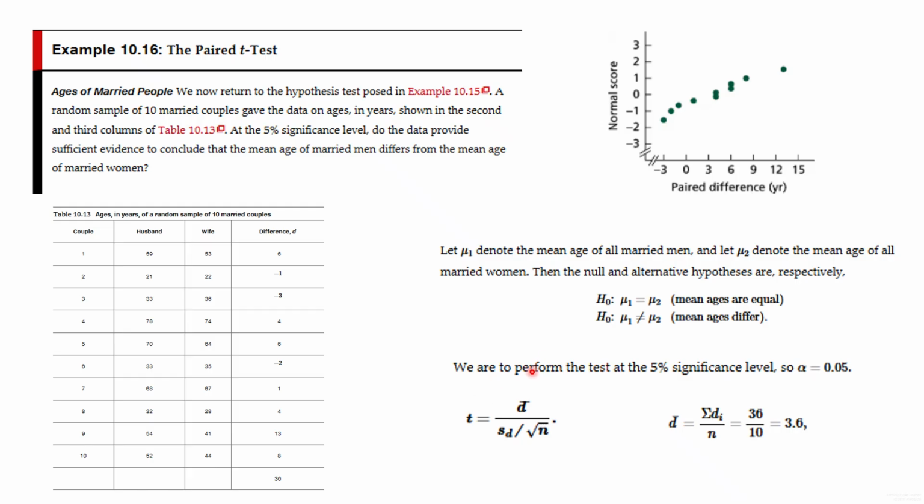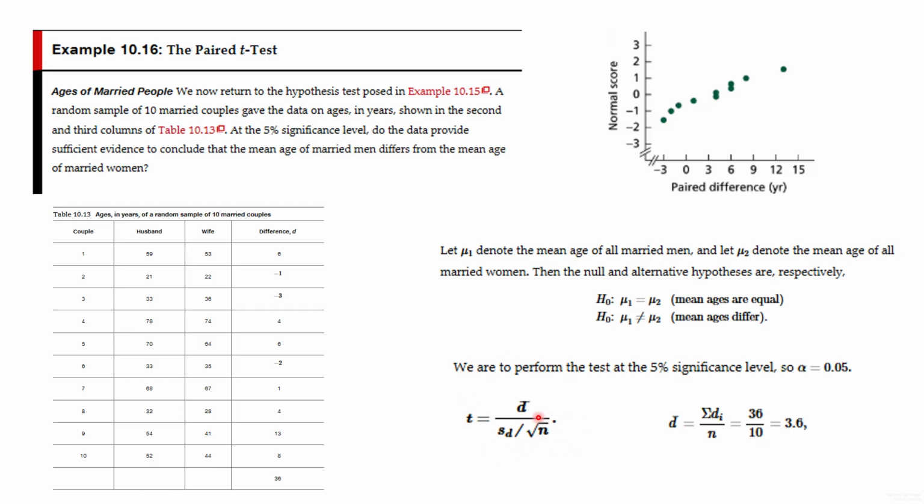All right, so we've got our hypothesis. Their mean age is equal, and the question just asks, is it different? Does it differ? So it's not equal here. And then we're going to perform this test at the 5% significance level, so our alpha is 0.05, and this here is our stat. It is D bar over SD over the square root of n.